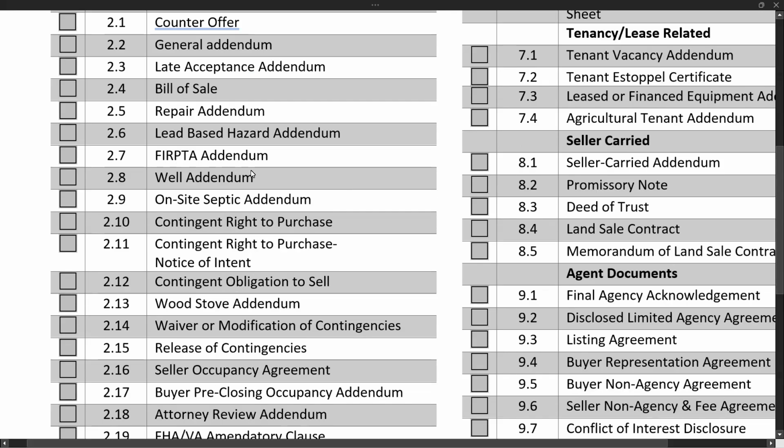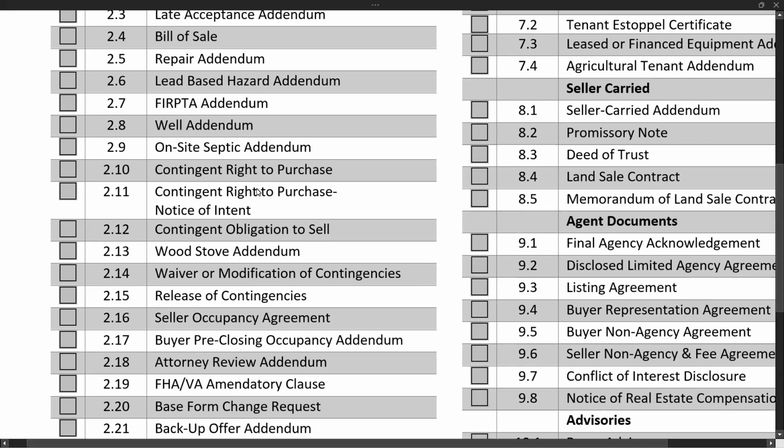2.7 is the FIRPTA addendum, the Foreign Investments in Real Property Tax Act. If you have a foreign person who is selling the property, foreign as defined under federal tax law, you would attach the FIRPTA addendum and it would establish escrow as the qualified substitute. 2.8 is the well addendum. If you have wells on the property, private or community wells, you would use the well addendum. The on-site septic addendum is for septic systems or sand filtration systems that are used for the on-site sewage.